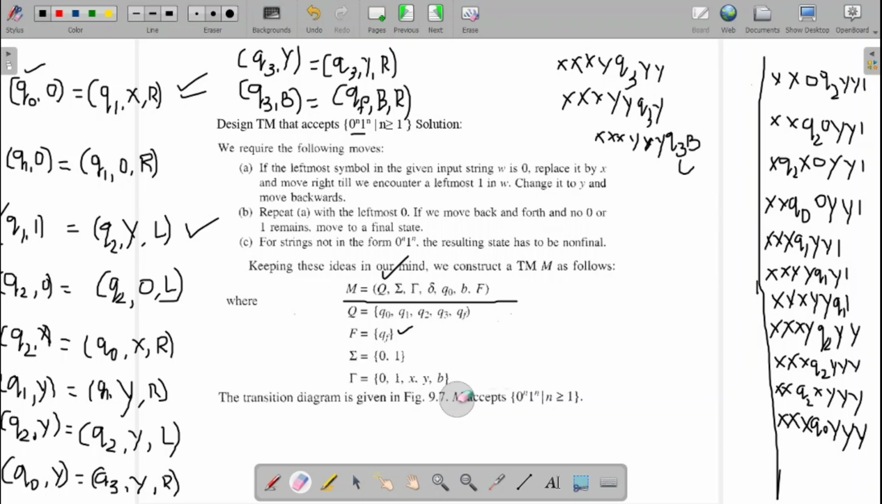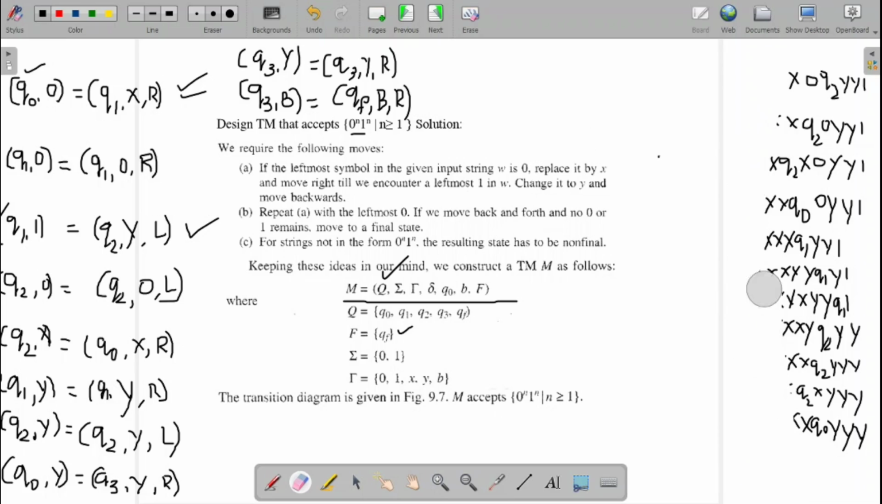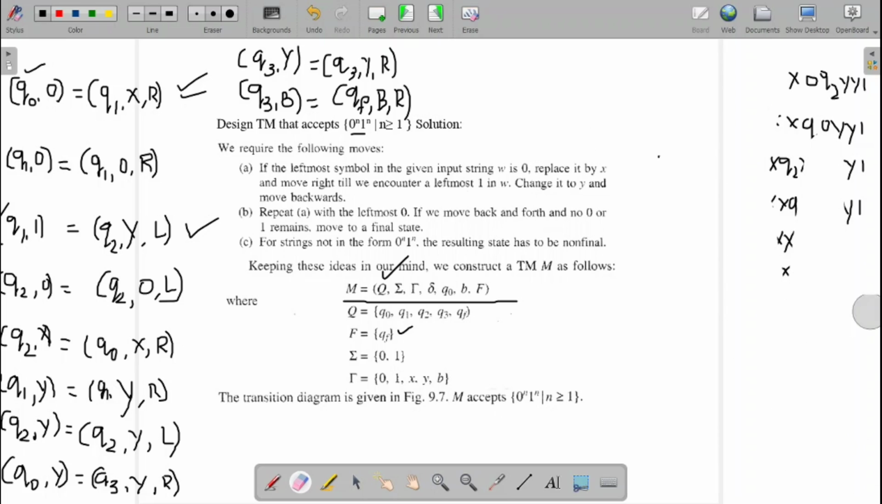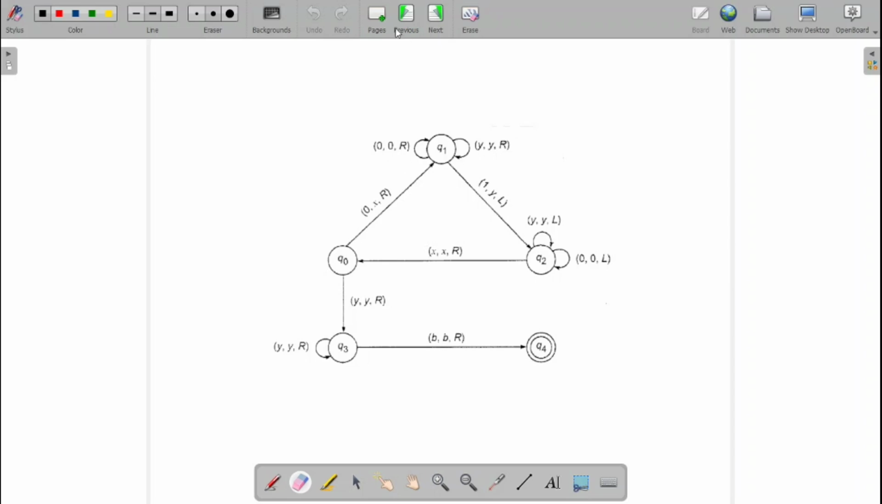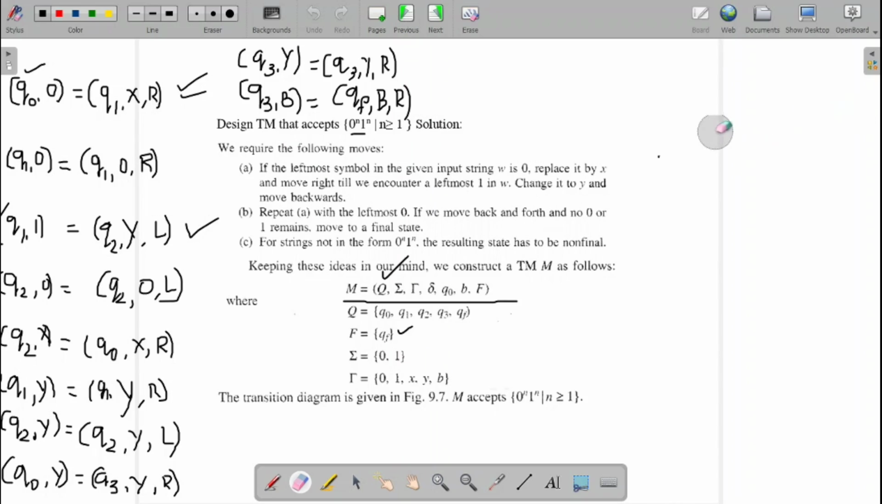First, for the diagram, if you go with the diagram, let me rub this. I hope it is clear. Let me write the diagram over here, in the same page so it will be clear. I will start from the state Q0.